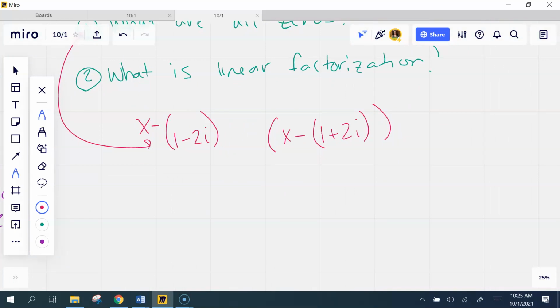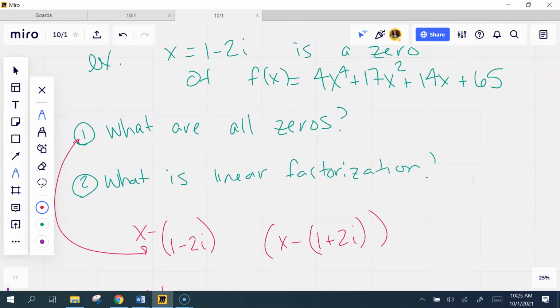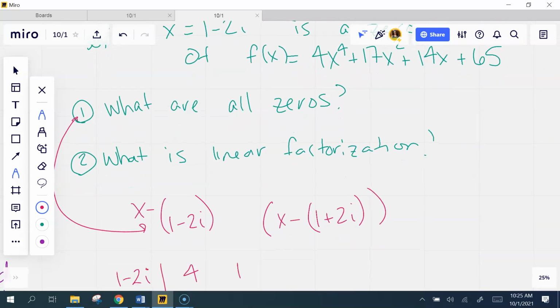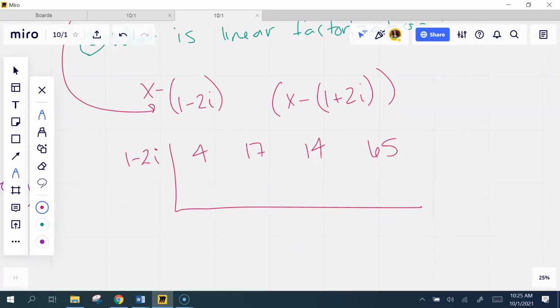We could. Well, but that's not a zero anymore once you FOIL it. You see what I'm saying? Because then you'd have an x squared. I'm talking about doing synthetic division. I'm talking about, this is the zero, with 4, 17, 14, and 65. Could I do that? Y'all are looking like, oh my gosh, what are you doing?